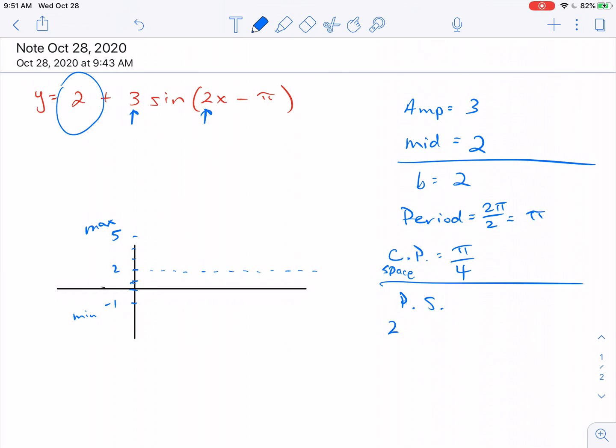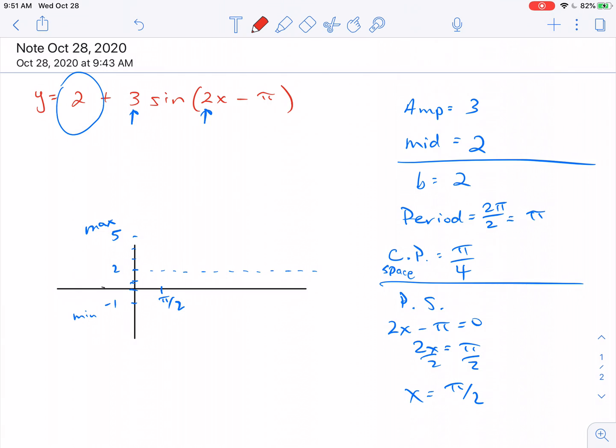And the last thing is take what's in parentheses, set it equal to 0, and then solve for x. So we have to add pi to the other side. Now we divide by 2, and I get x equals pi over 2. So that means I'm going to shift to the right pi over 2.